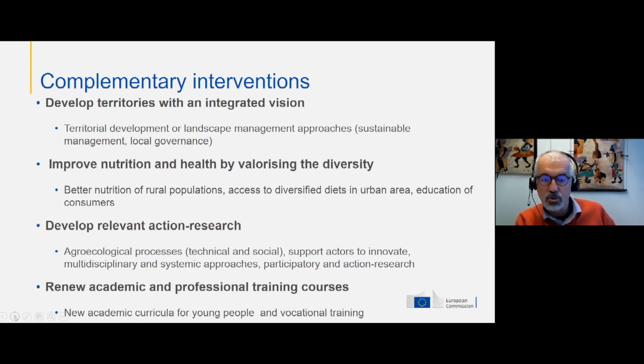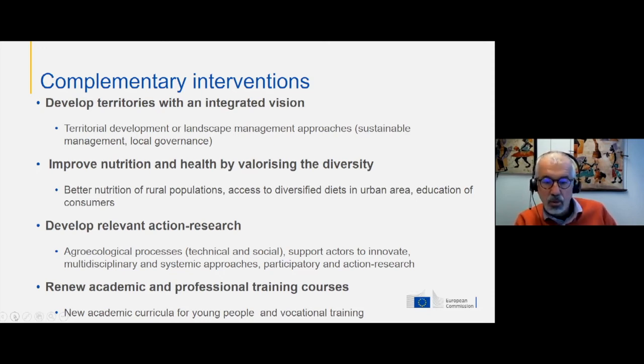And developing agroecology can mean developing research at national level, looking at processes, but also social processes, not just agroecological ones, and looking at actors and who can innovate, and having a pluridisciplinary and more systemic approach by having research that is participatory and action-based.